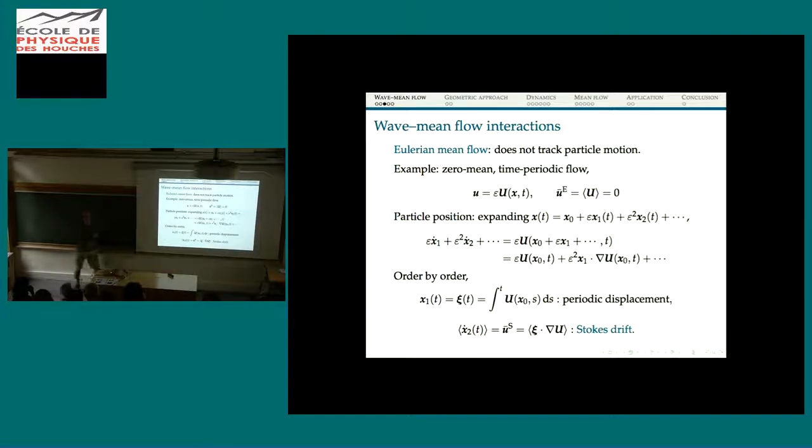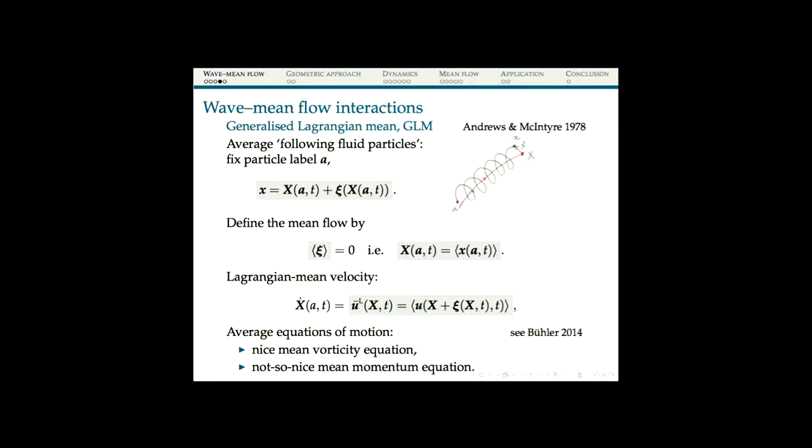Okay, so this is why material, for instance, gets carried by surface waves, right? So the Stokes drift takes it away. Okay, so this is to show that the simplest mean, which is the Eulerian mean, is not necessarily the best one, because it doesn't keep track of the trajectories of particles.